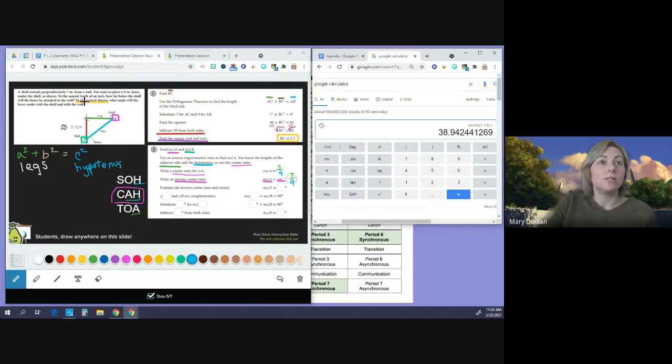38.942441269. So we're going to round this to the nearest degree. So the measure of angle A to the nearest degree is either going to be 38 or 39. So you look over here, I have a 9, which means I need to round up. So it's approximately, and look, they use the right symbol again, approximately 39 degrees.